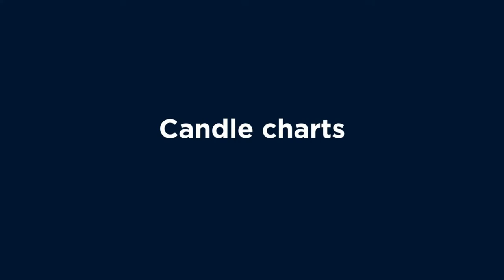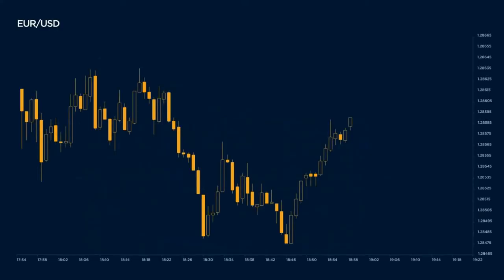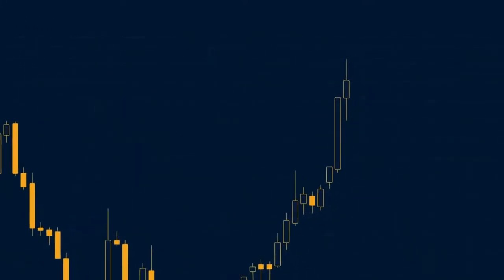Candlestick charts. Japanese candlesticks offer the most popular form of charting. The candlestick bears much more information than the line chart, and it is represented in an easy-to-grasp visual form.